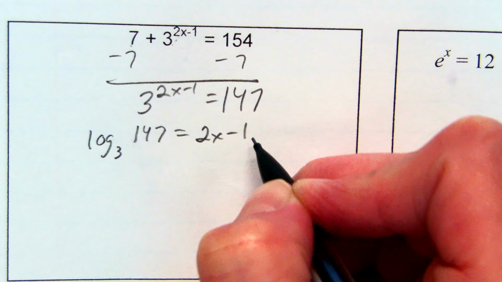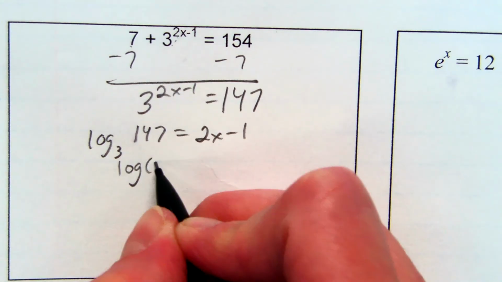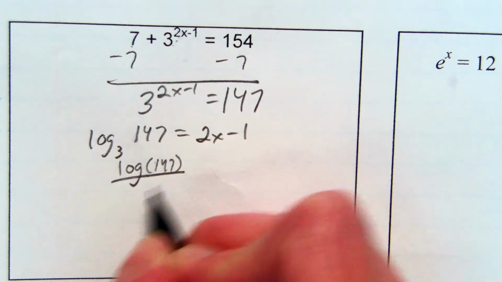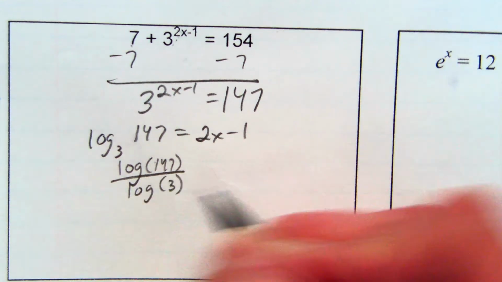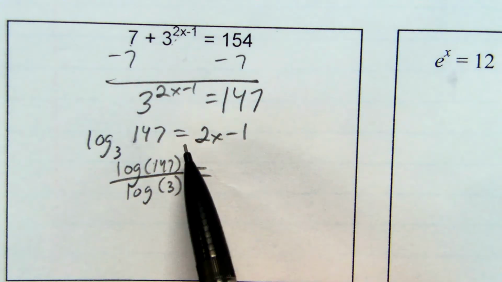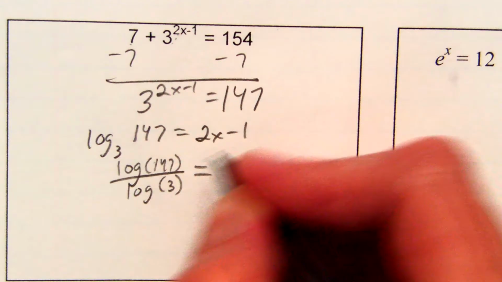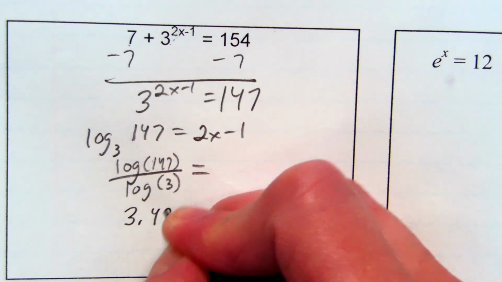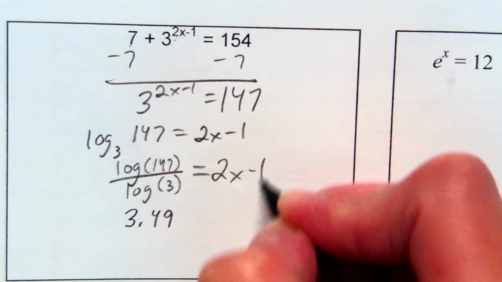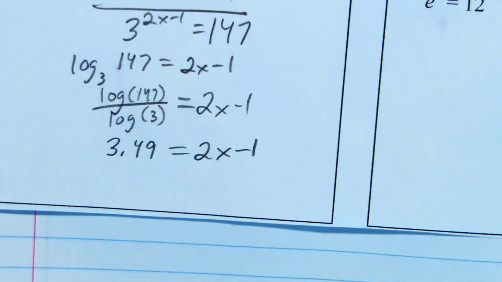So you can tell there's a couple extra steps there, but it won't be bad. So we would figure out what this is, log 147 over log of 3. And you could leave it like that for a moment. I think it'll be okay on this one to go ahead and figure that out. So we'll divide by log of 3. This comes out 3.49, and then that's equal to 2x minus 1, and then you just solve for x.